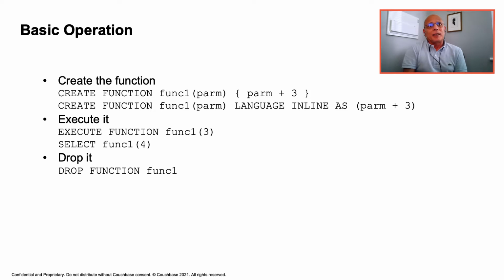Just some Nickel syntax to see how you handle functions. There's the create function statement that takes two forms. One is more compact for the inline language. The other one specifies the actual language. Then there's two modes of execution, and finally drop function to drop the function. And if you pay a little bit of attention there, you will see there's a difference between create function and drop function in that in drop function you only specify the function name, and there's a reason for that, which we will see in a second.